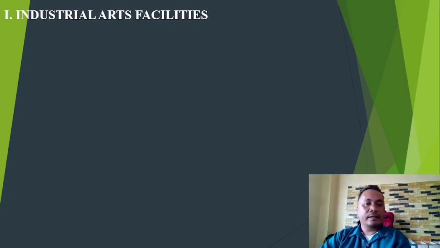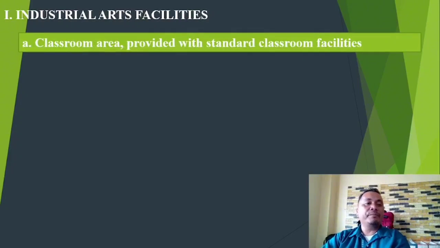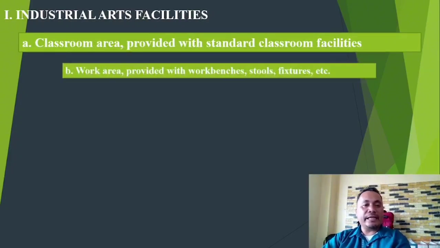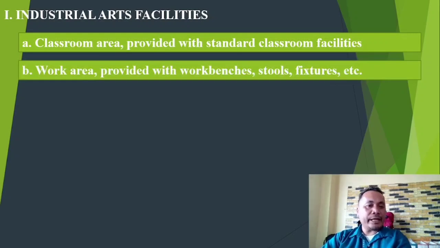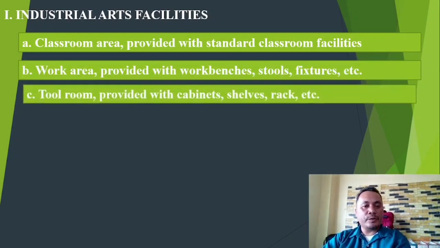Okay, so let's proceed to the industrial arts facilities. Okay, so as a laboratory for industrial arts classes, the industrial arts building is designed as a self-contained shop with the following components. Okay, classroom area provided with standard classroom facilities. Okay, work area, provided with work benches, stools, fixtures, o uban pa.